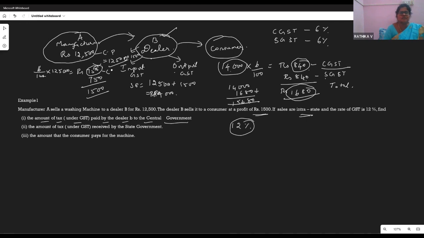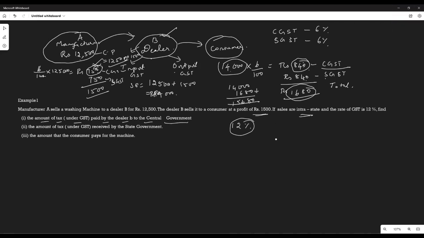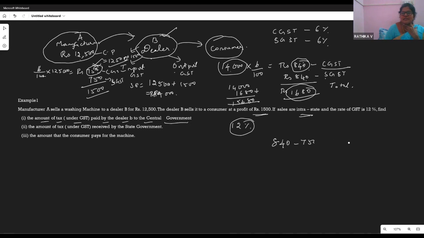For the central government alone, he is paying 750 rupees here, and that is for the central government, and this is for the state government. He collects 840 rupees from the consumer, and the 750 he paid he has collected back from the consumer. So how much is he actually paying to the central government? 90 rupees, yes, correct. It is 840 minus 750, which gives 90 rupees.